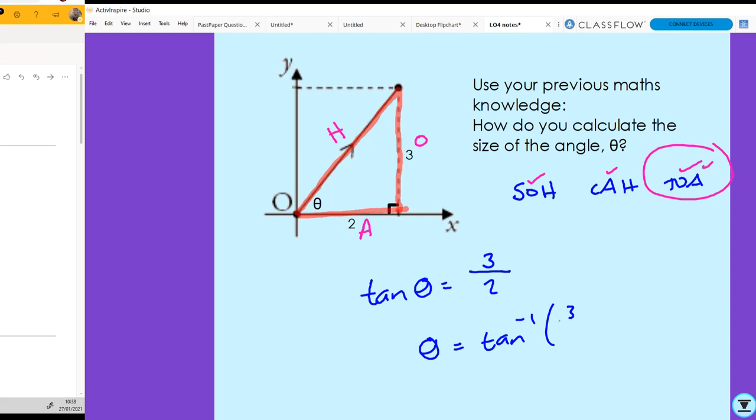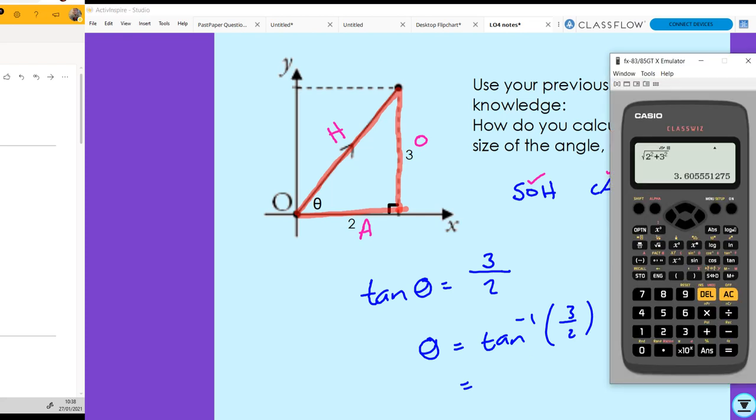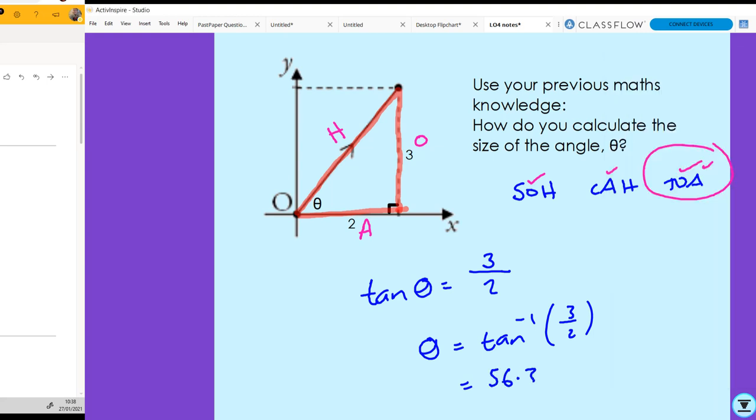We take the inverse of tan, that's shift tan in our calculator, and it gives us the angle 56.31 degrees if we round to 2 decimal places. And this is the case for all our vectors.